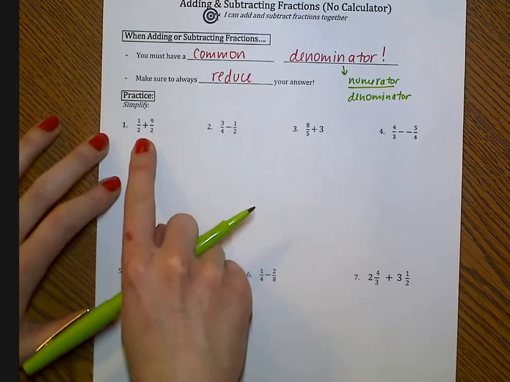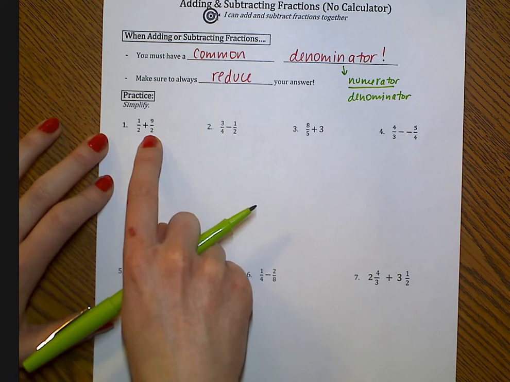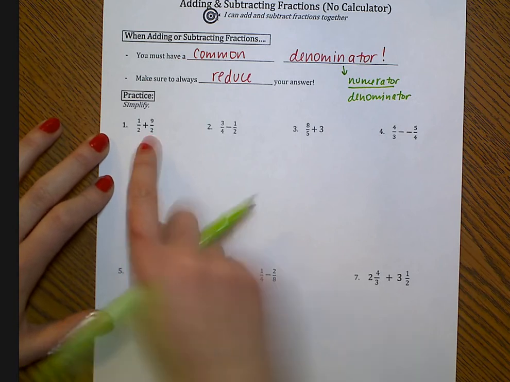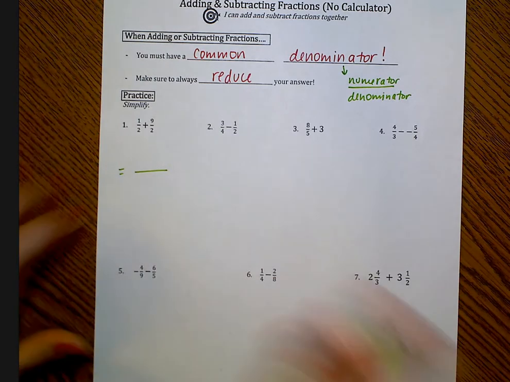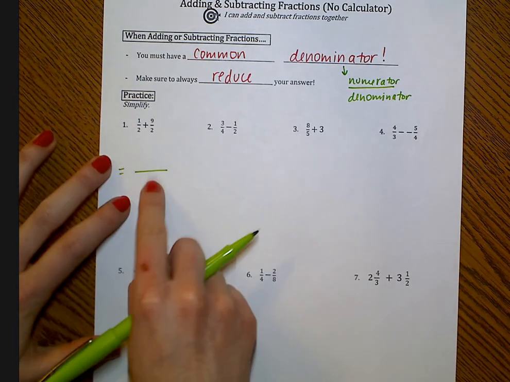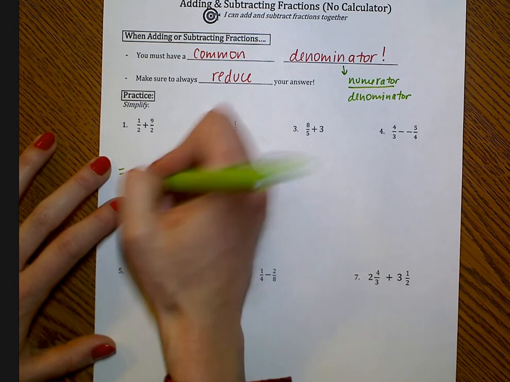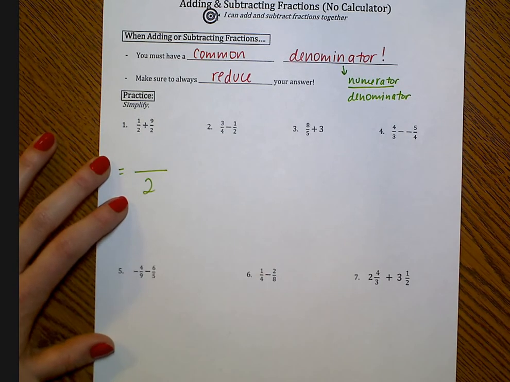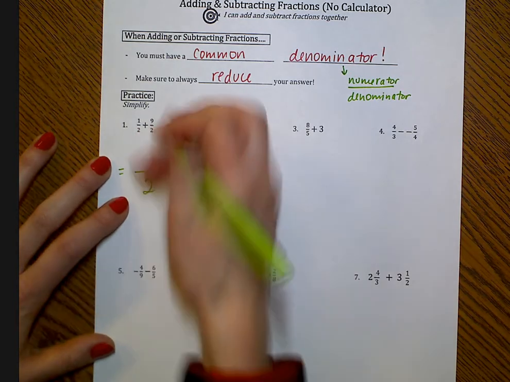Number one already has a common denominator. The numbers on the bottom are both 2, so I'm ready to start the problem. Now, here's a mistake people will make. They'll say, oh, let's add 2 plus 2, 4 on the bottom. You do not change the denominator. That remains a 2. You only add the numerators. So I only add 1 plus 9 to give me 10.